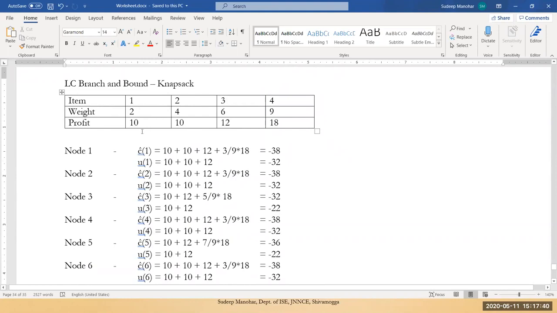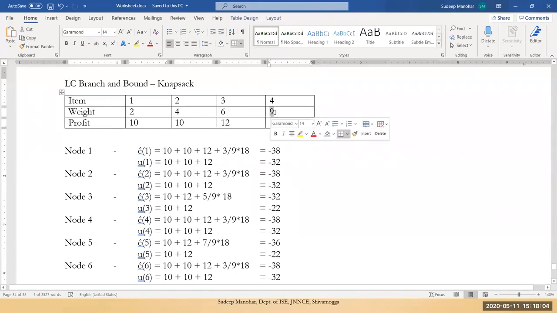That means with fraction we'll calculate first. 1 plus 2, that is 2 plus 4, 6. Don't consider this. 6 plus 9 is 15. Exactly, it will match the knapsack capacity. That means 10 plus 10 plus 18. There is no need of a fraction here. So both with fraction and without fraction, both are same. Okay, because the third last item, it will fit completely into the knapsack. That is 10 plus 10 plus 18.